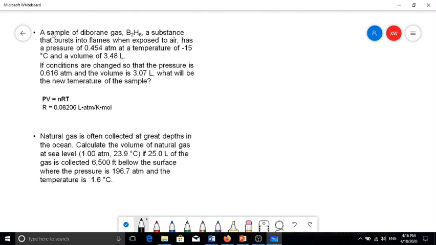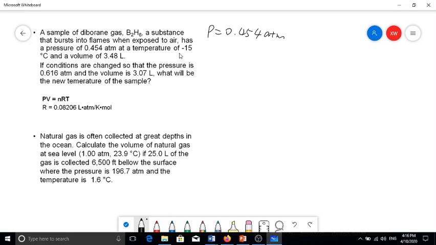Let's say the first one. A sample of diborane gas, B2H6, a substance that bursts into flames when exposed to air, has a pressure. Over and over, we'll say you don't have to worry about what kind of gas this is if you're just trying to solve a gas law problem, unless you're dealing with molecular weight. Most of the time, we're not. So here's the first number we need to pay attention to: a pressure of 0.454 atm.